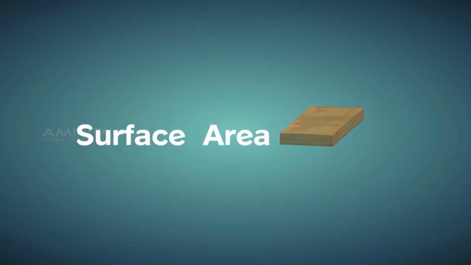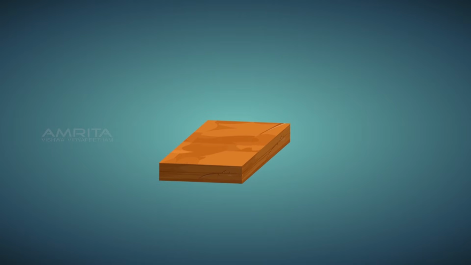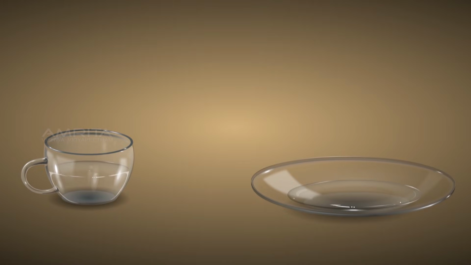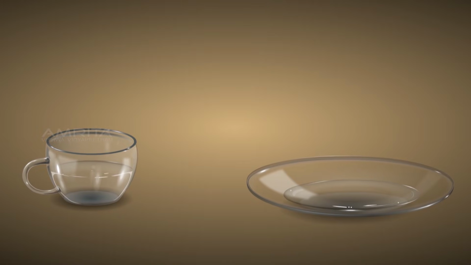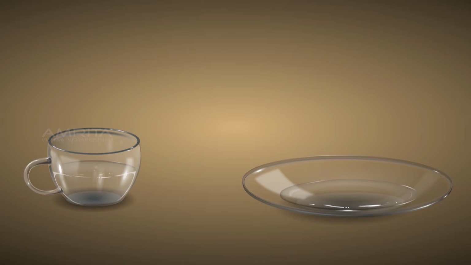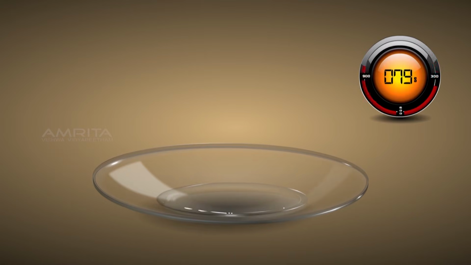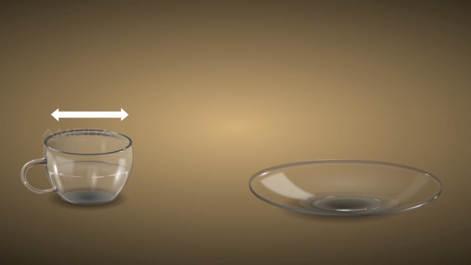Surface area. When the surface area is increased, the rate of evaporation increases. Here, the glass and the saucer contain water. Both are kept at room temperature. You will observe that after some time, the water level in the saucer has fallen substantially compared to the water level in the glass. The water in the saucer has evaporated due to the increased surface area.